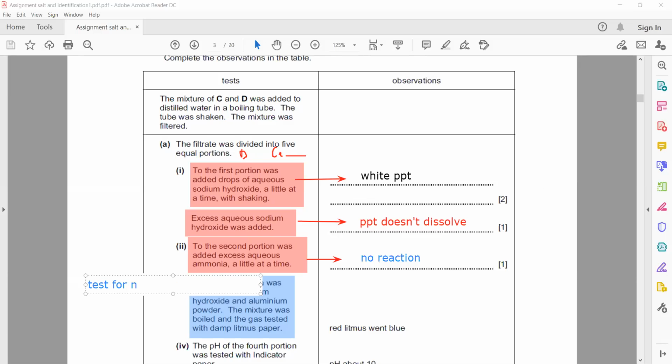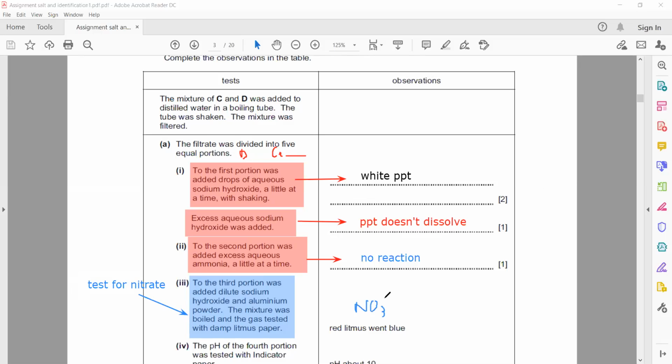Whenever you test for nitrate ion, you add sodium hydroxide followed by aluminum powder, and a pungent gas is given off which will turn red litmus paper blue. So what did it confirm? It confirmed that there was nitrate as well.